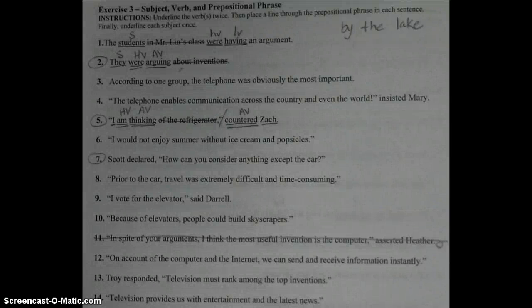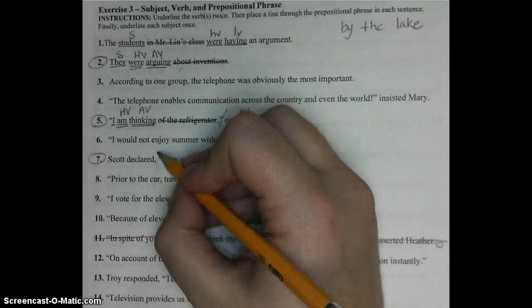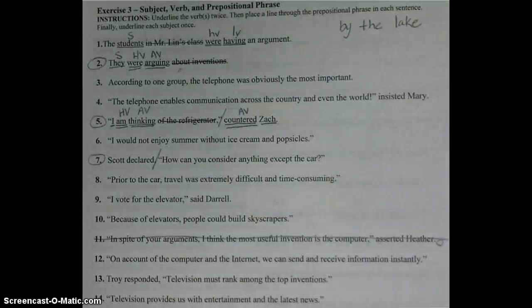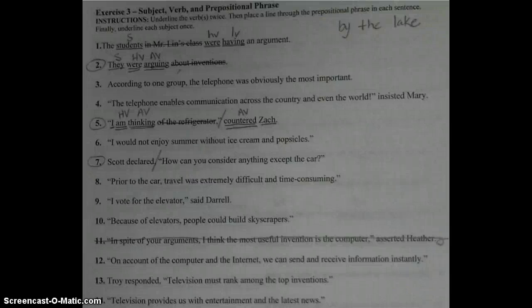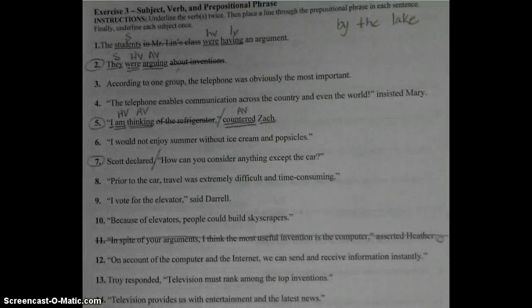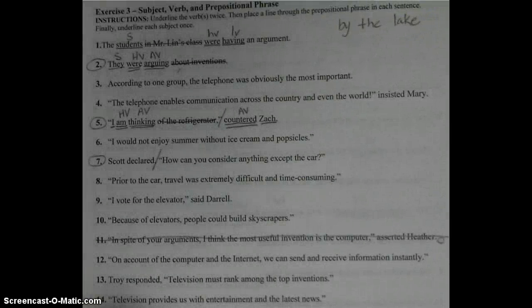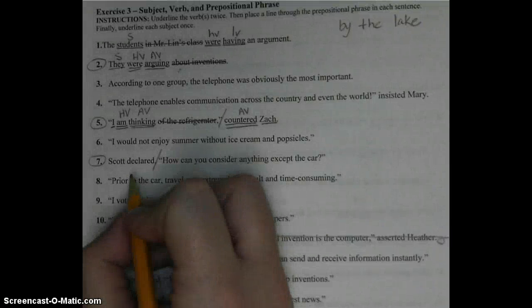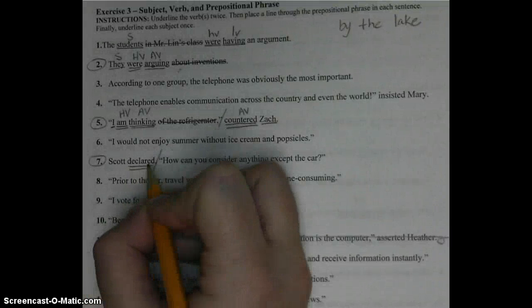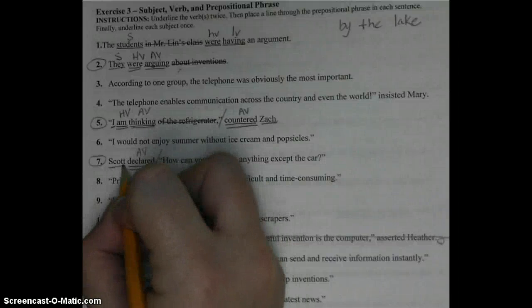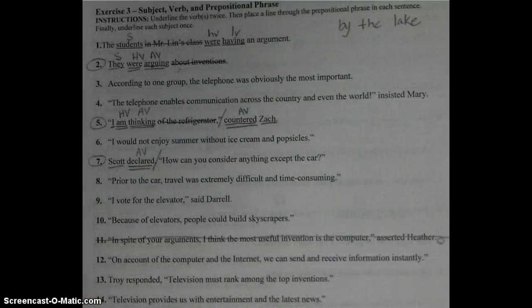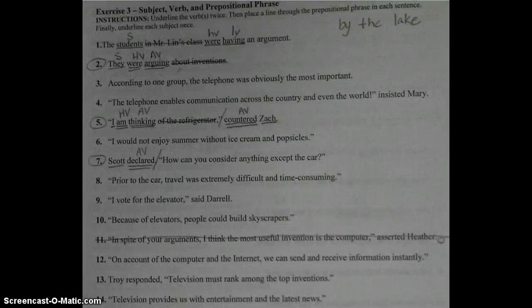Take a look at number 7. It's the other one I've selected for us. Scott declared, how can you consider anything except the car? Well, first of all, I have the same sort of thing. Somebody's saying something, so I'm going to know that there's 2 things here. I'll start again with the first part. Scott declared. Well, I have 2 words, and one's my subject and one's my verb. To declare something is an action, and Scott's the one who did the declaring. How can you consider anything except the car?